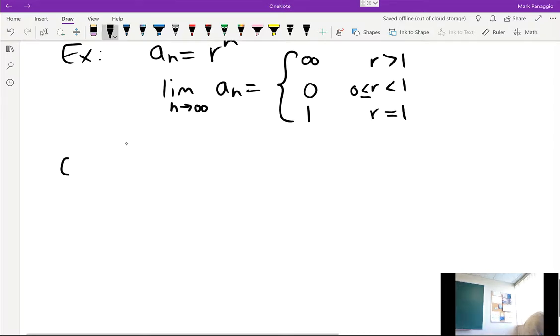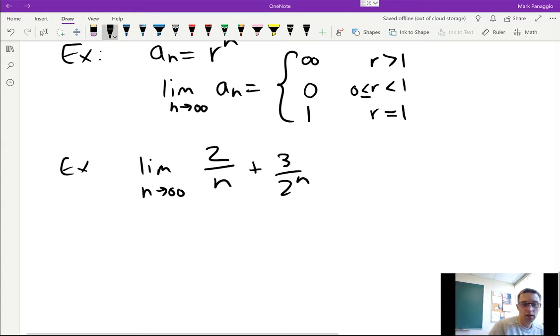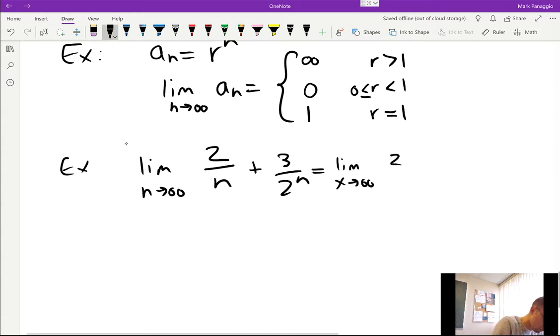Let's look at another limit. Let's look at the limit as n goes to infinity of 2 over n plus 3 over 2 to the n. Okay? Now, if this was a regular limit with x, which is a continuous value, then what we would do here is we would break this up into more manageable chunks. And since we know that the limit of a function f of x and the limit of n actually are going to be the same, we can do that. Limit as x goes to infinity of 2 over x plus 3 over 2 to the x.